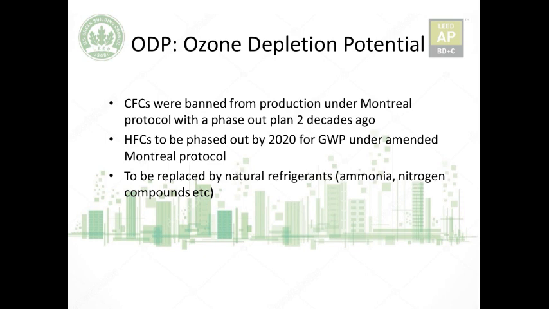We had two factors, ODP and GWP. So we came to a point where we had this man-made gas that has now zero ODP. But HFCs have to be phased out again by 2020 for GWP. So we somehow catered to ODP, but GWP is still our problem, and we're going to see how. Under the amended Montreal Protocol, they are to be replaced by natural refrigerants like ammonia and nitrogen compounds, etc. In terms of damage, ODP was more important, and based on the Montreal Protocol, we have seen that we have banned and phased out these gases.